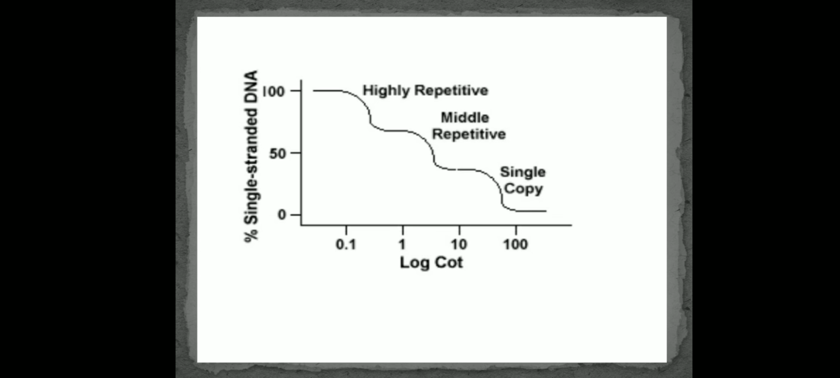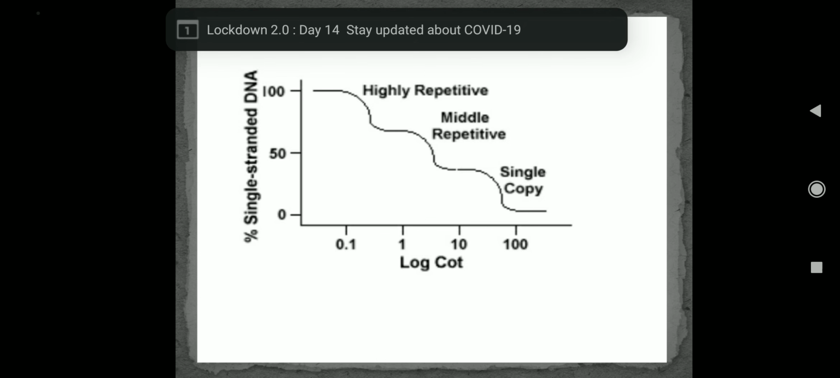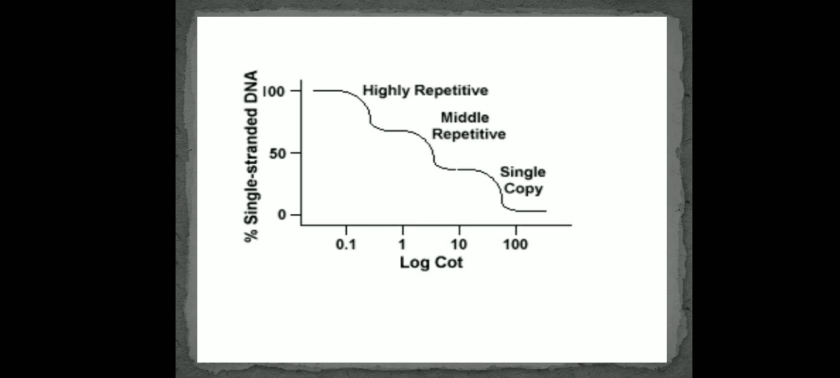Correct? So highly repetitive sequences will have more repetitive nucleotides, so they will renature faster. So the COT value for them is always less. I hope you are understanding this. So the percentage of single stranded DNA at highly repetitive sequences is less, which means they have already formed double stranded DNA. That means highly repetitive sequences will renature faster. So at this region we get highly repetitive sequences, and we know how much of highly repetitive sequence is present.